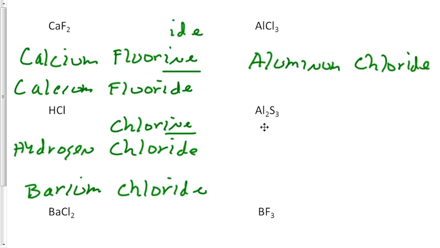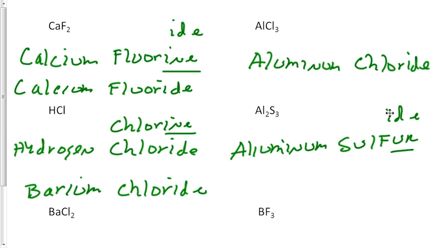Okay, let's go ahead. Oh, I've got a different element here, aluminum and sulfur. So let me write that. Aluminum is Al. And I'll write sulfur. So I'm going to cut this off. I'll add IDE to it. So this is going to be aluminum sulfide. See, I've got a little extra letter here. Don't worry about that there.